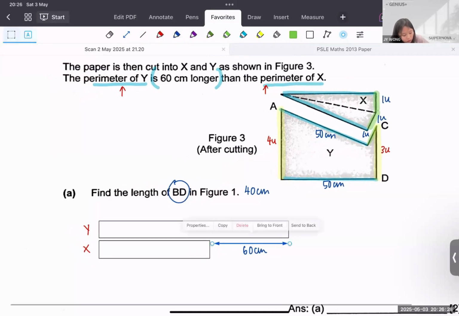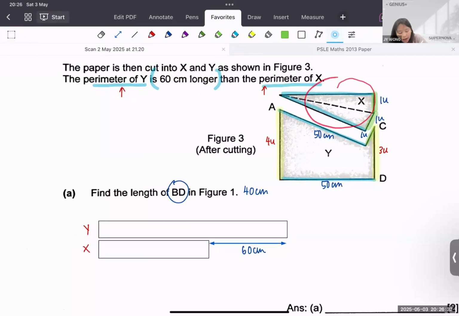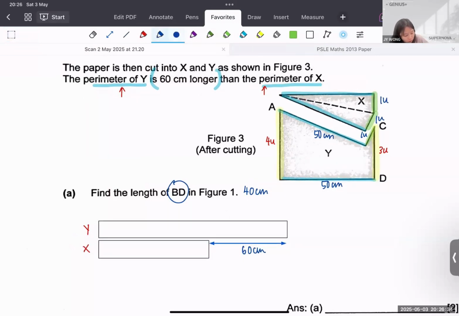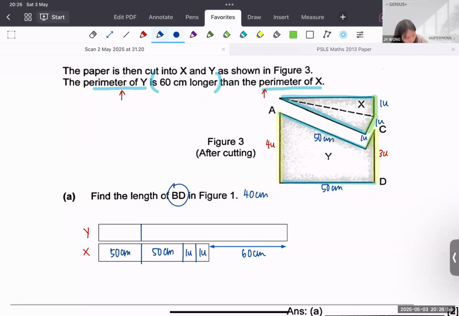Now we're going to compare. For figure X, I have 2 of the 50, so I'm going to draw 2 of the 50 cm. Later, I will use color to help you. Then I will have 1 unit, 1 unit. Then for parameter of Y, you also see 250. So I can put it together in the same column, so it's easy for you to compare again.